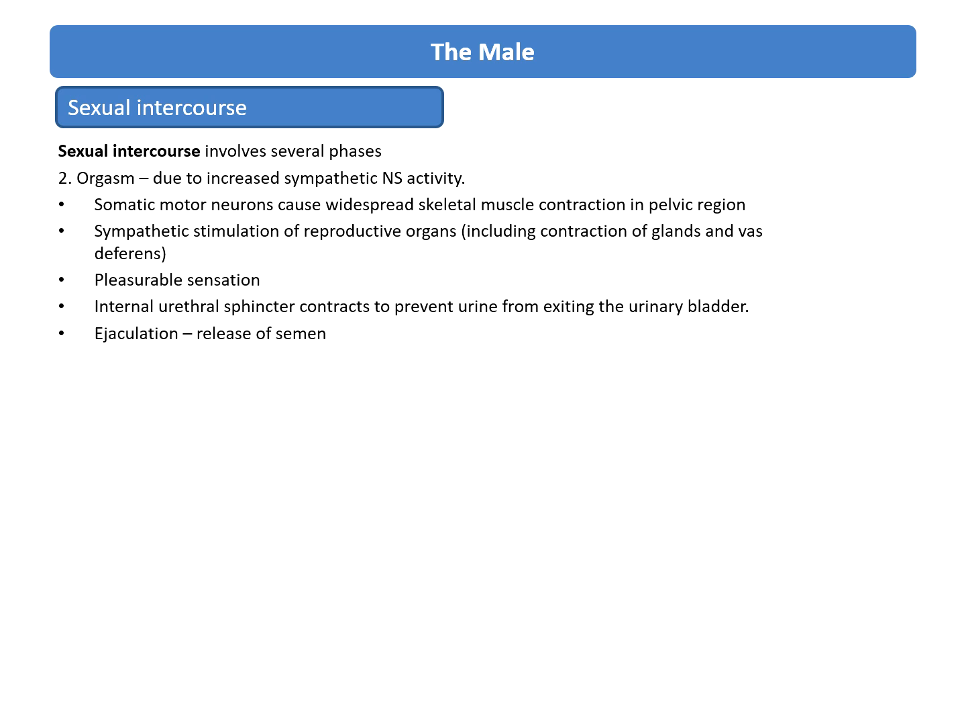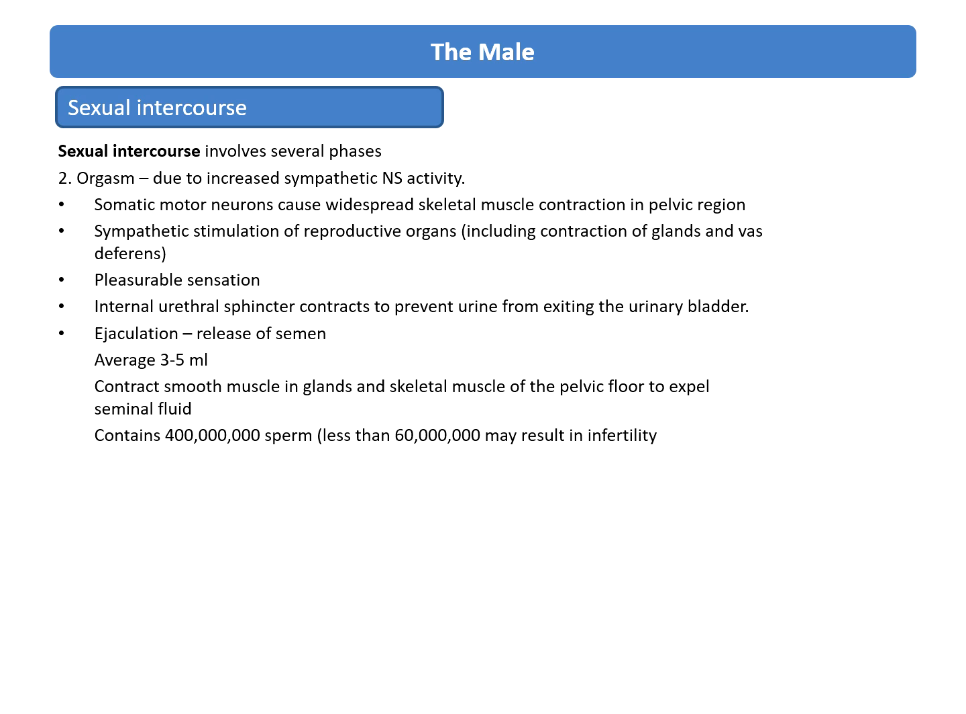Ejaculation is the release of semen. It averages 3 to 5 milliliters. Contraction of smooth muscle in the glands and skeletal muscle in the pelvic floor expel the seminal fluid. It contains roughly 400 million sperm. Less than 60 million may result in infertility. There is also increased heart rate and respiratory rate.